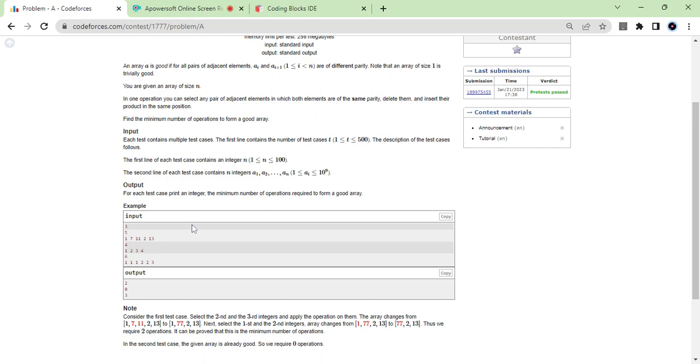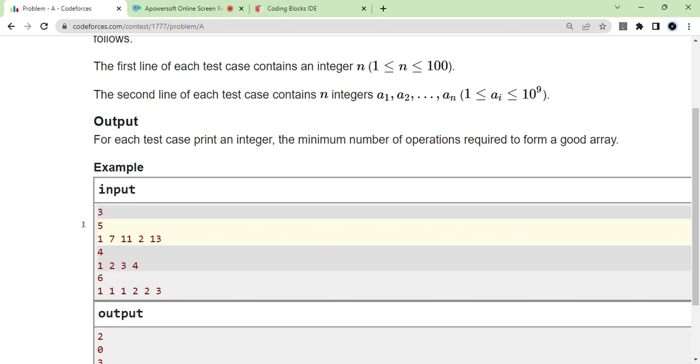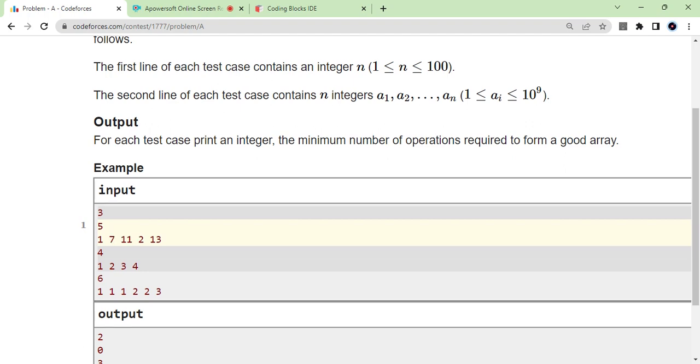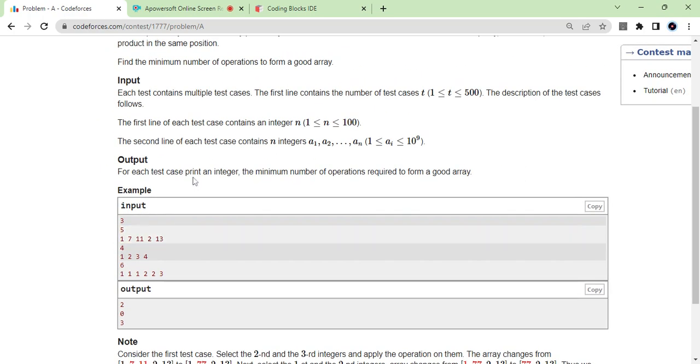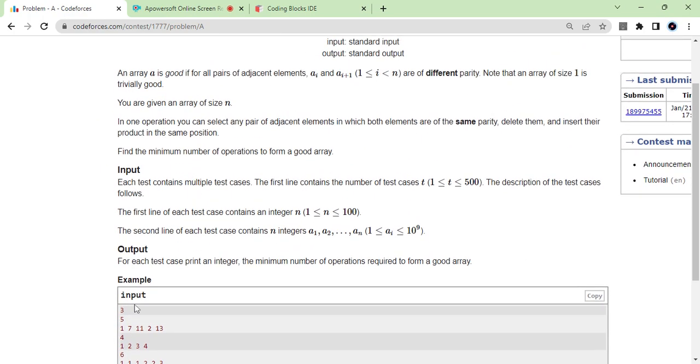Currently, if I just talk about this case, 1, 7, 11, 2 and 13: 1 and 7 have the same parity, so it's not good. And 7 and 11 have the same parity, not good. 11 and 2 is good, and 2 and 13 is good, right? So you just need to count the total number of adjacent elements which do not have good parity. 1 and 7 gives you one pair.